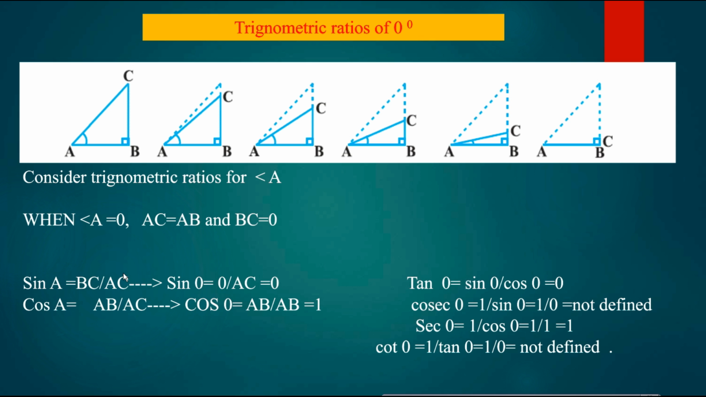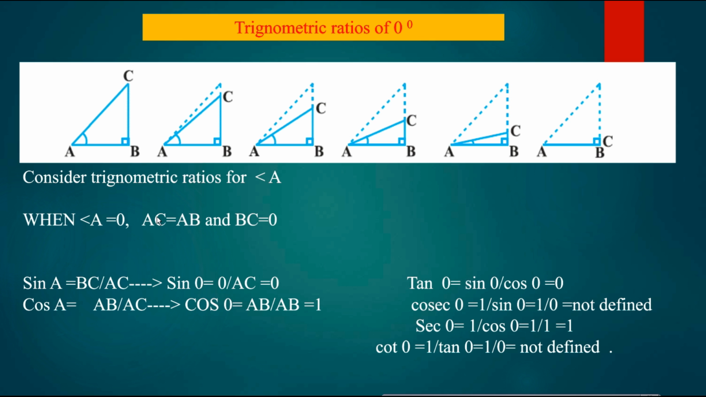Sin A is opposite by hypotenuse, BC by AC. Here we are finding out sin 0. A becomes 0, sin 0. Then A is 0, AC equal to AB and BC equal to 0. So BC by AC, BC 0, substitute values. BC 0, 0 by AC. 0 by AC is 0.